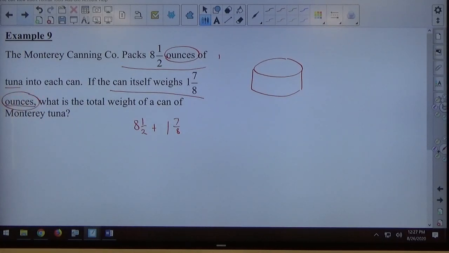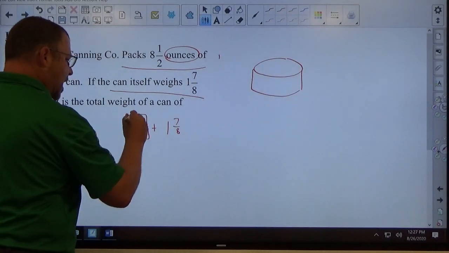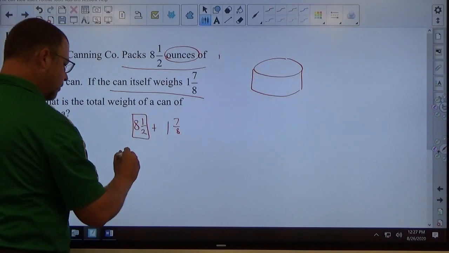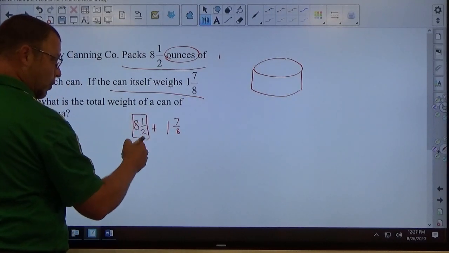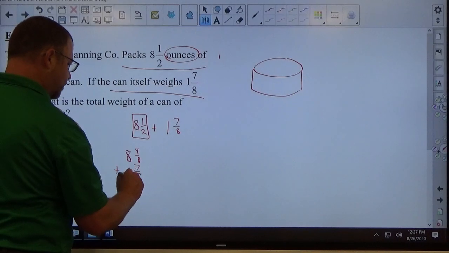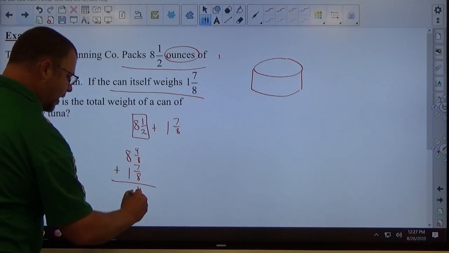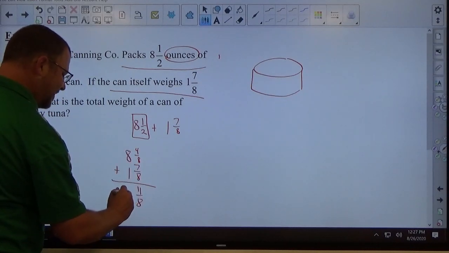Right? And for mixed number addition, I usually like columns instead of horizontally positioned. So I'm going to go, and first off, 8 1/2 needs a common denominator of 8 right here. So I'm going to go 8 4/8, times 4, times 4 makes 4/8. We're adding that to 1 7/8. 4/8 plus 7/8 makes 11/8. 8 plus 1 is 9.